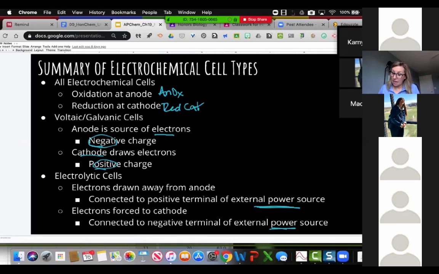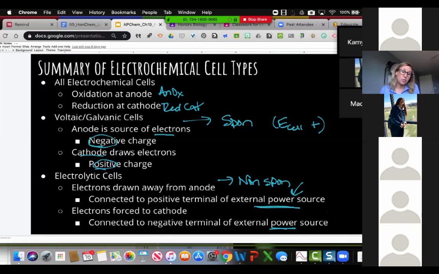Voltaic, or galvanic, cells are spontaneous reactions as long as E cell is positive. The electrolytic cells are non-spontaneous reactions that are driven by a power source. That's the major difference between the two. And like I said, you're not going to have to answer a ton of questions about electrolytic cells. The main thing that I'll put on the assessment will be having to do those calculations that we just talked about.